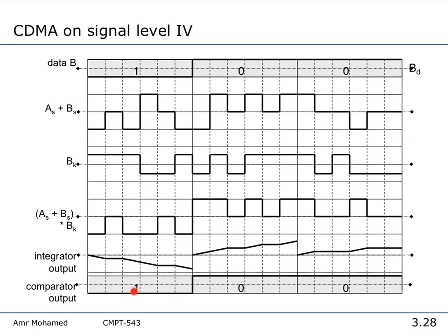So it's minus, so the original data was 1. Here it's plus, so the original data was 0, and here it's plus. So this is the data of B.